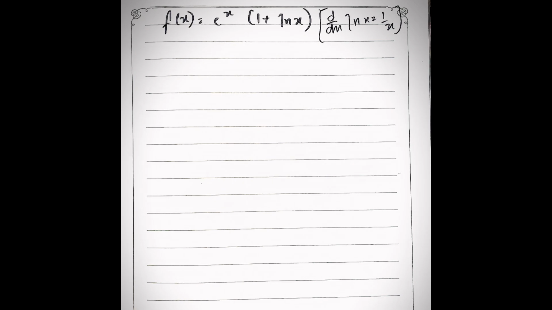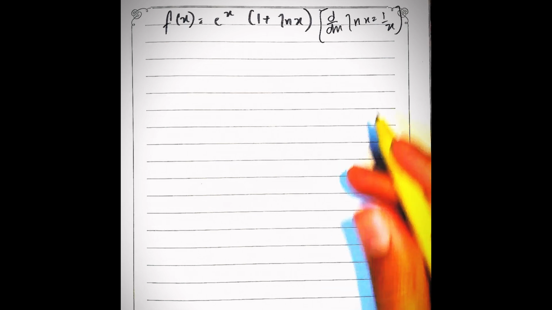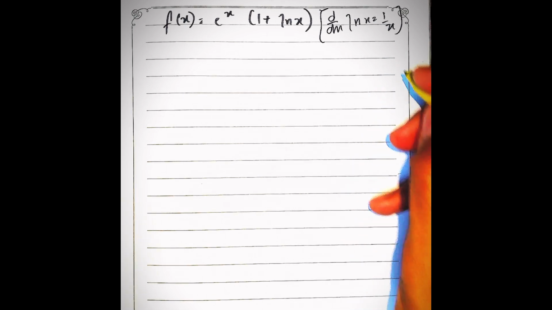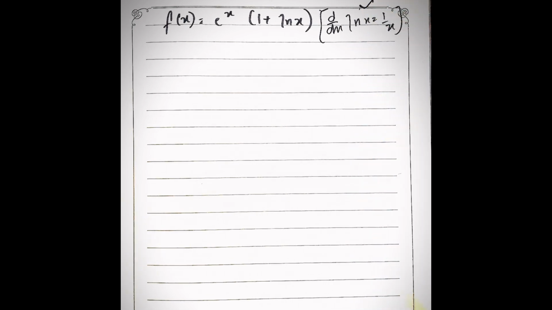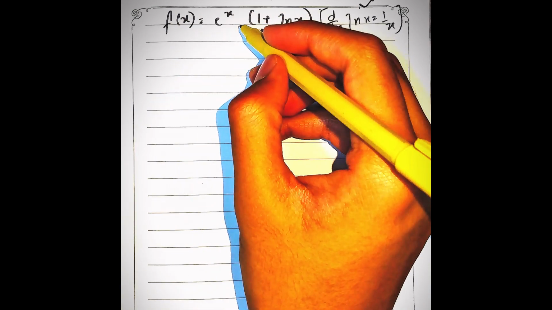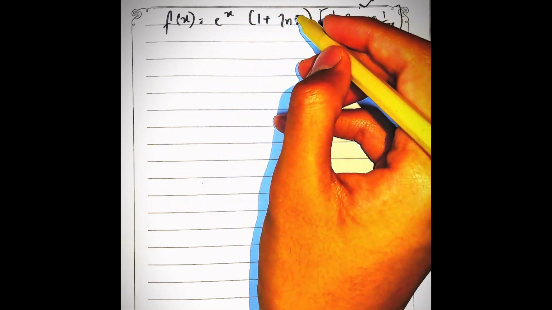So now in this video we have to find the derivative of e^x (1 + ln x). Before solving it, I wanted to tell you something very important: the derivative of log x, the natural log of x, is equal to 1 divided by x. Okay, now let's move on to the question. In the question we have a function, e^x times (1 + natural log of x).